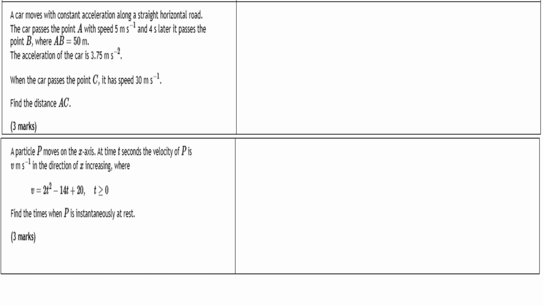Last two questions. These are our mechanics questions now. A car moves with constant acceleration. As soon as you see constant acceleration, you're going to be thinking Suvat equations. So if I write my Suvats out and start filling in, we've got a car passing point A with speed of 5. So that will be our initial velocity. 4 seconds later, it passes B, where AB is 50 meters and the acceleration is 3.75.